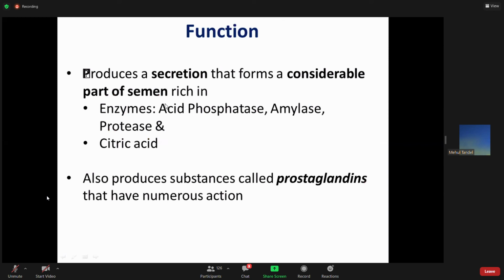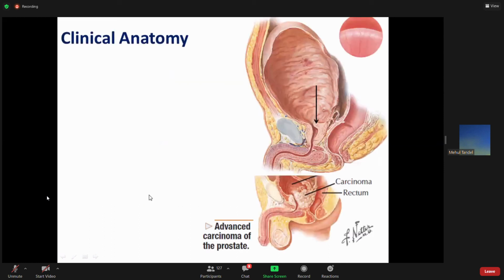Next is the function. We know it produces a secretion that forms a considerable part of semen, which contains enzymes, that is acid phosphatase, amylase, and protease, and citric acid. It also produces a substance called prostaglandin, which has numerous actions that you know. So that is the action of this secretion.